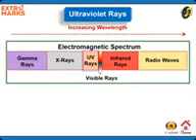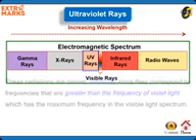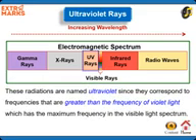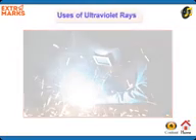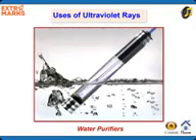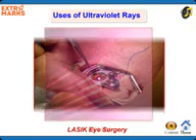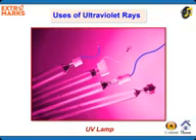UV radiations are the electromagnetic radiations having shorter wavelengths and higher frequencies than that of the visible light. Welders wear special glass goggles and face masks to protect their eyes from UV rays produced by welding arcs. UV rays are used to kill germs in water purifiers, in LASIK eye surgery, in UV lamps, and many other applications.